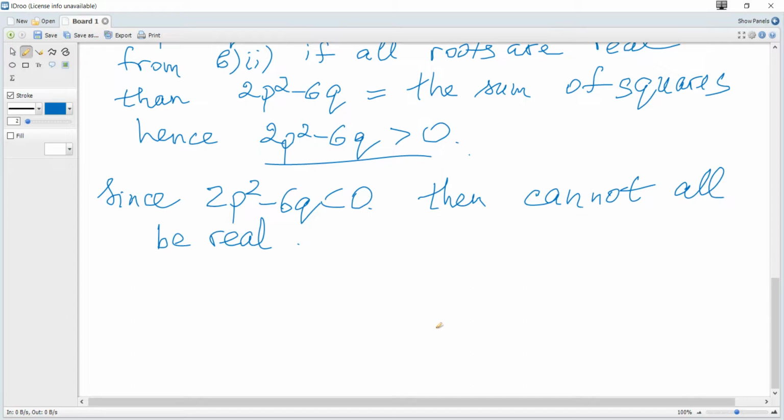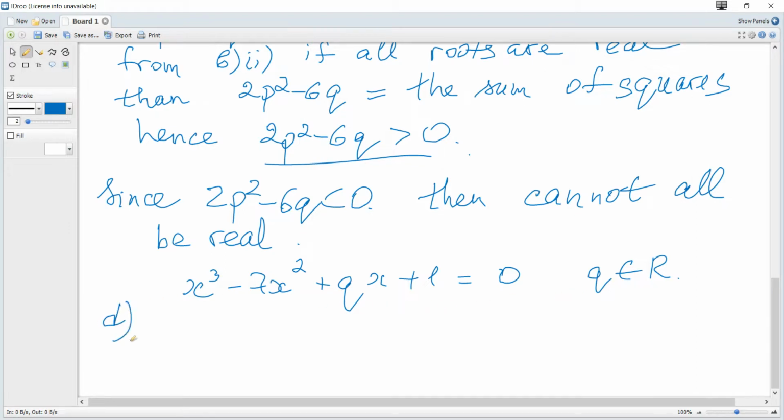Next, consider the equation x cubed minus 7x squared plus qx plus 1 is 0. Q is real.